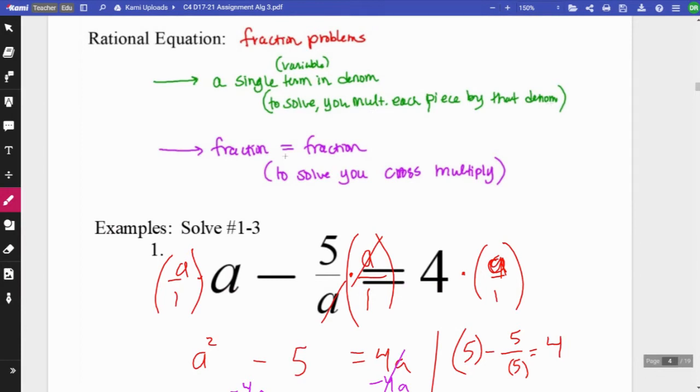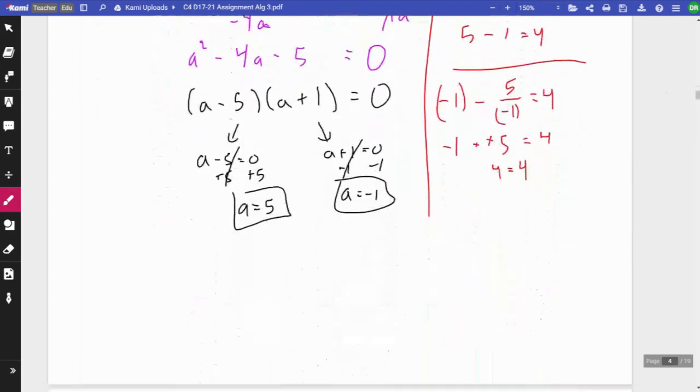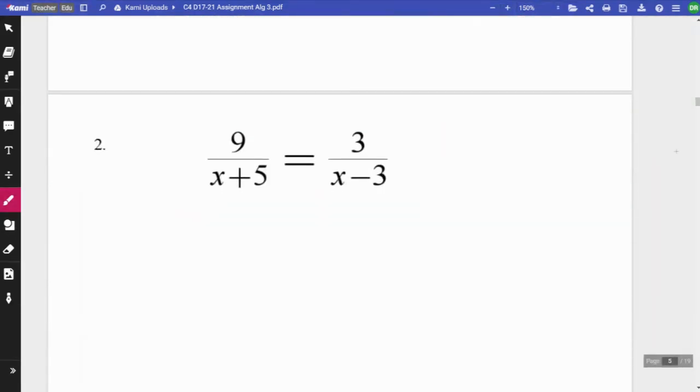The other type that you may see is when you have fraction equals a fraction. And these ones are nice. We want to see these. They're fun because they relate to something we've done before. This is a case where you have a fraction alone on one side and it equals a fraction alone on the other.